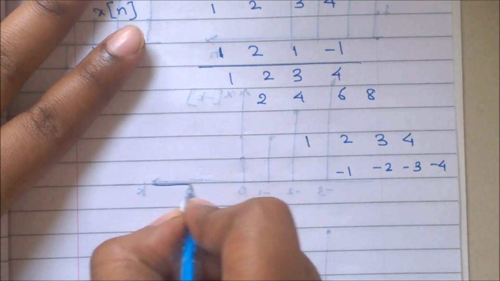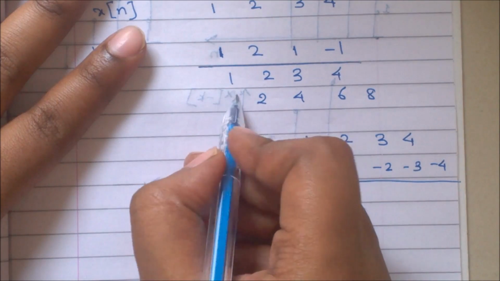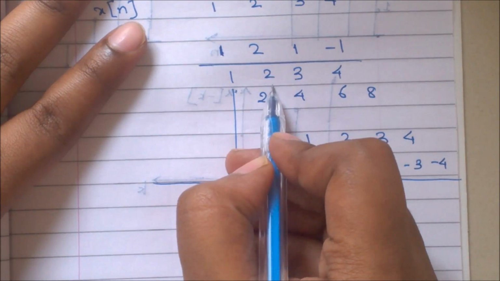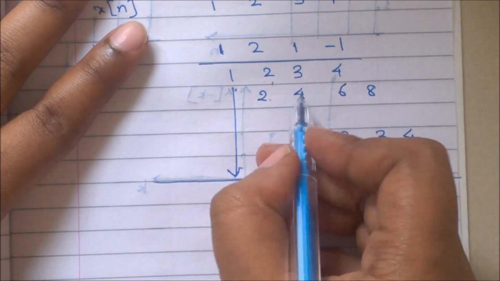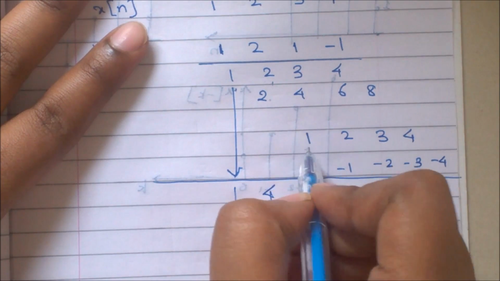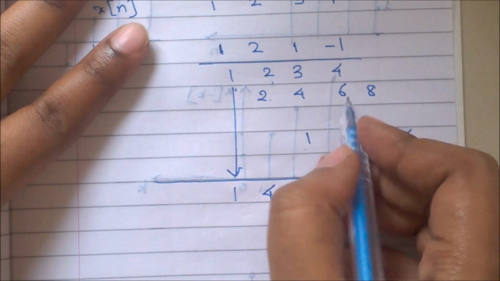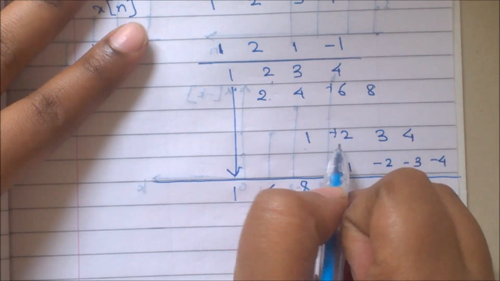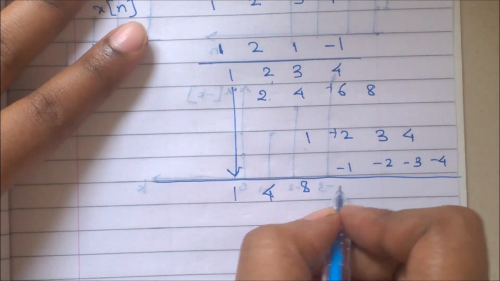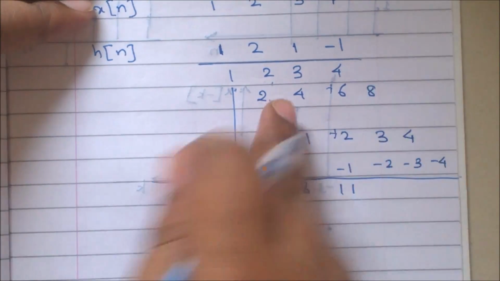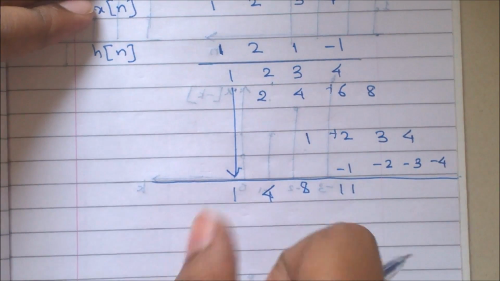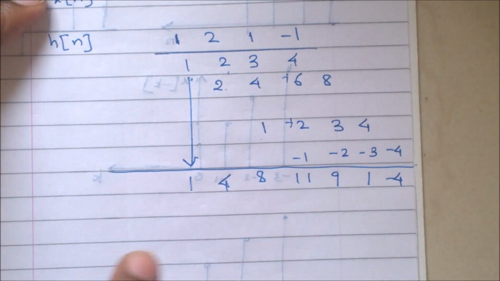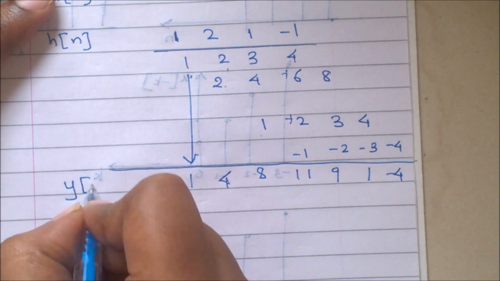we will be just adding the values. So for the first one, there are no values to be added, so we'll get that as it is. The second one, 2 plus 2, 4. Next, 3, 4, 1. That is 8. 4 plus 6 plus 2 plus minus 1, that is 10 plus 12, 2 minus 1, that is 11. 8 plus 3, 11 minus 2 is 9. 4 minus 3 is 1, and the last value is minus 4. So this is y of n.